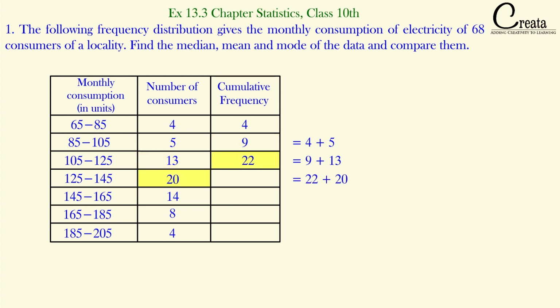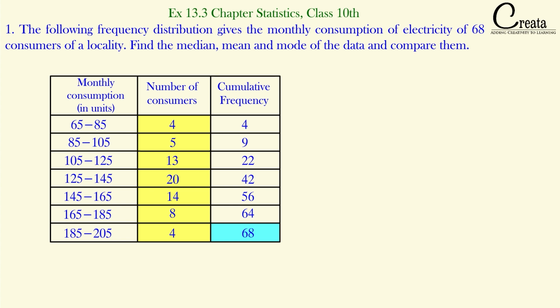Next, it will be 22 plus 20, that is 42. Further, 42 plus 14 is 56. 56 plus 8 is 64. And 64 plus 4 is 68. We got the cumulative frequency of all the rows. Note that here it is 68. It means the addition of all the frequencies. If you add all the frequencies, all the consumers, it comes out to be 68.